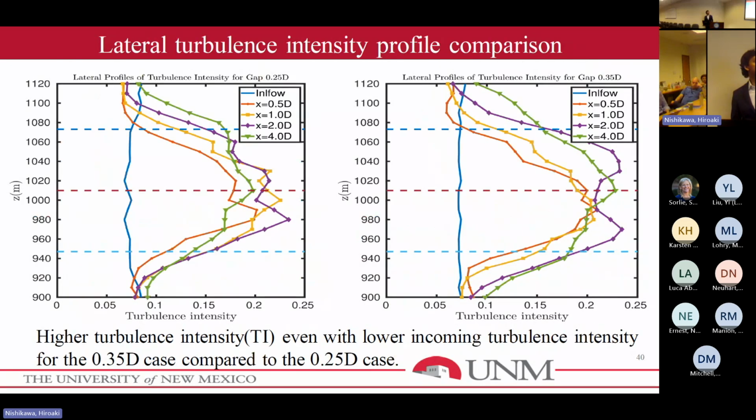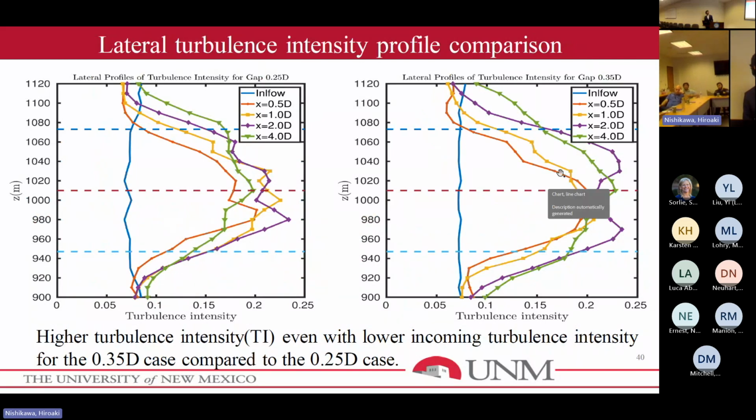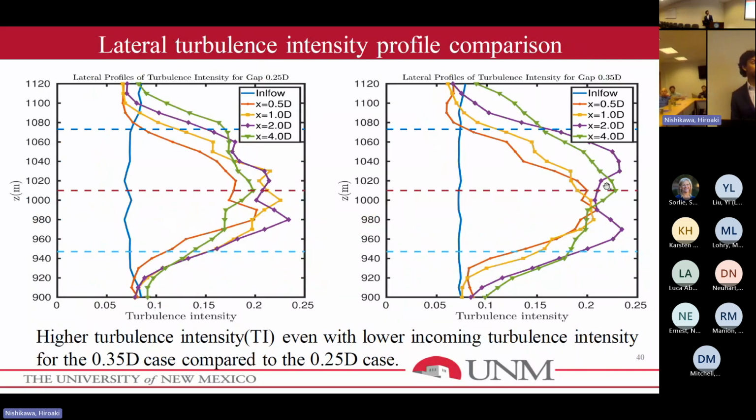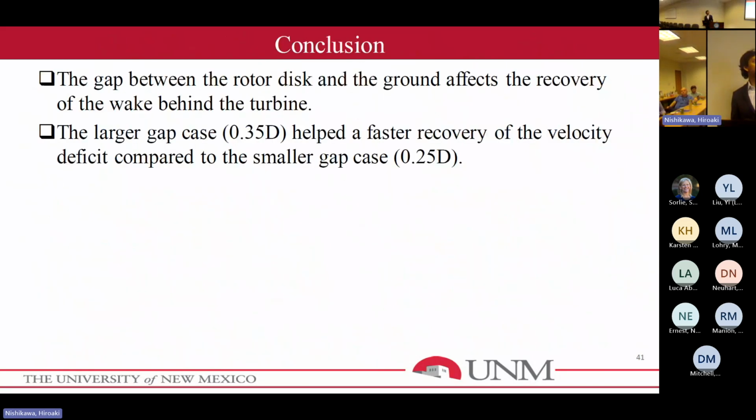This is the lateral turbulent intensity profile. On this also, you can see that the turbulent intensity is higher for the larger gap, suggesting the same conclusion that the wake is recovering faster for the larger gap. And these are the conclusions for this case study: the gap between the rotor disc and the ground affects the recovery of the wake in the turbine, and a larger gap helps the faster recovery of the velocity deficit compared to the smaller gap.